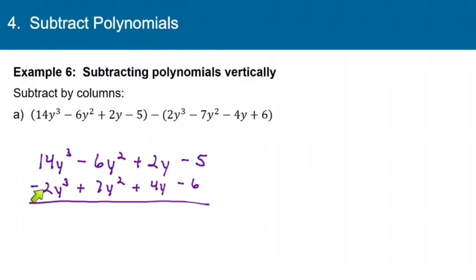14y to the third minus 2y to the third would make 12y to the third. Negative 6y squared plus 7y squared would make positive 1y squared. Notice that because the coefficient is a 1, I did not write it, but it's understood. And then we have positive 2y plus 4y, that's going to be positive 6y. And then we have negative 5 minus 6, that's going to add up to negative 11. And so our final polynomial is 12y to the third plus y squared plus 6y minus 11.